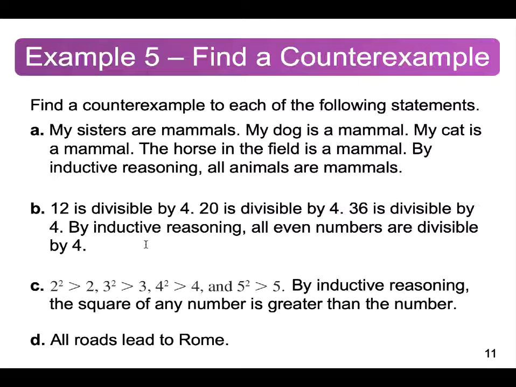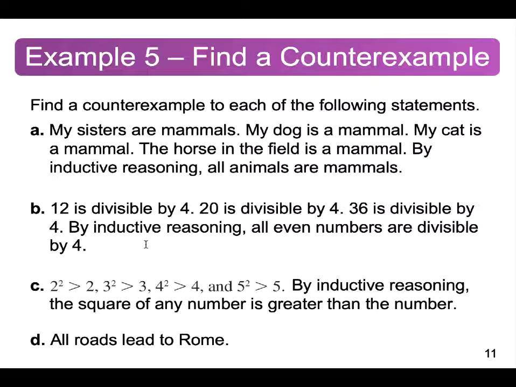Now let's look at letter B. We know that 12 is divisible by 4, 20 is divisible by 4, 36 is divisible by 4. All of those are even numbers, so our conjecture might be that all even numbers are divisible by 4. However, if you look at 6, which is an even number, 6 is not divisible by 4, so that would be a good counterexample to disprove this conjecture.